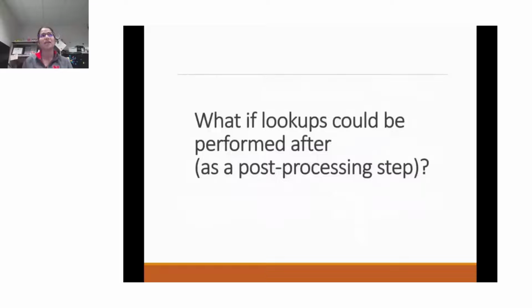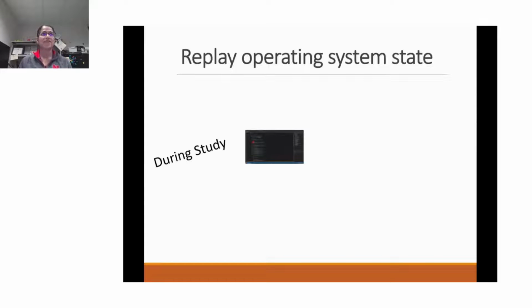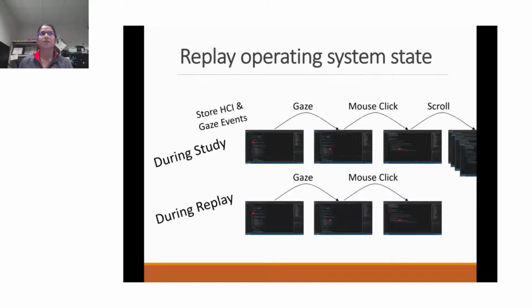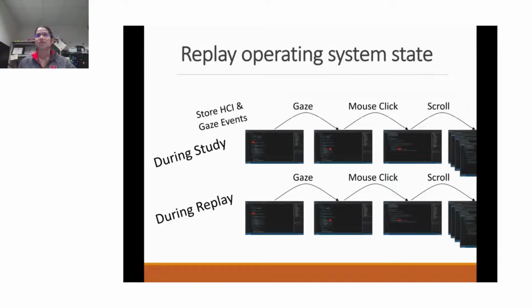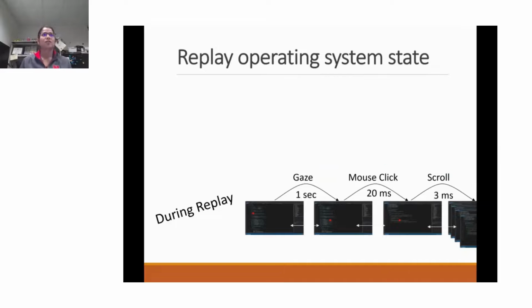So the way we circumvent this is we do all the lookups in a post-processing step, which we call deja vu. So we save during the study. Let's say you had a gaze, a mouse click, a scroll. We store these HCI events during the replay. We play it back, but now because we have saved everything, we can play it back at a much slower rate. So we can get the 1 millisecond to a second and just play it back after the participant is done. If it finishes in an hour, nobody cares because we can just let it run after. It usually doesn't take an hour, but I'm just saying if it did, it could be slowed down.